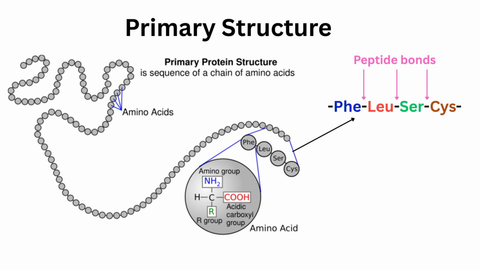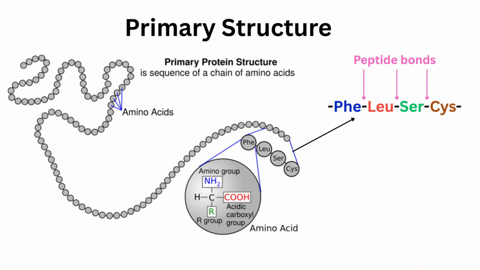For example, in sickle cell anemia, a single point mutation replaces a polar glutamate with a nonpolar valine in hemoglobin, causing abnormal aggregation. The chemical properties of the amino acids, polar, hydrophobic, and charged, drive how the chain folds, making primary structure the blueprint for the protein's final 3D shape.